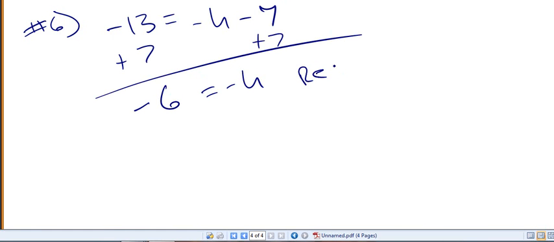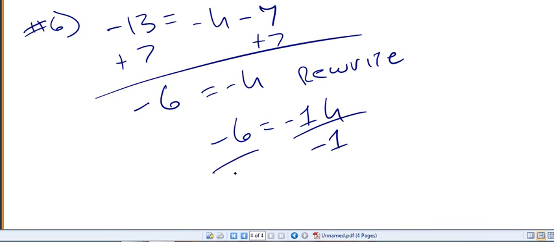We could rewrite this, and sometimes it's helpful to rewrite these things. Negative 6 is equal to negative 1 h. We're going to divide both sides by negative 1. So 6 is equal to h, or you could say h is equal to 6. Either way, it gives you the right answer.